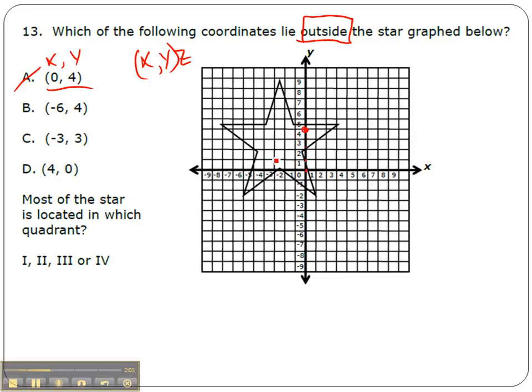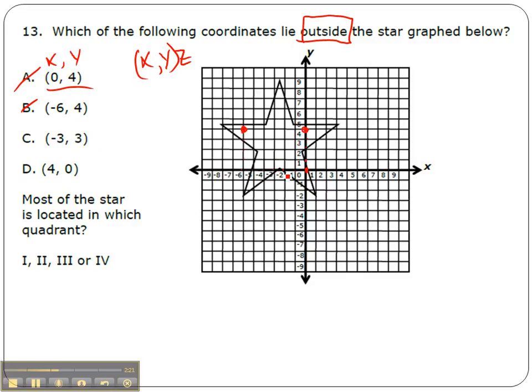B, (negative 6, 4). Start at the origin. X coordinate is negative 6. The negative direction for x is to the left. 1, 2, 3, 4, 5, 6. And the y coordinate is positive 4, so again we're moving up 1, 2, 3, 4. That's also inside the star.